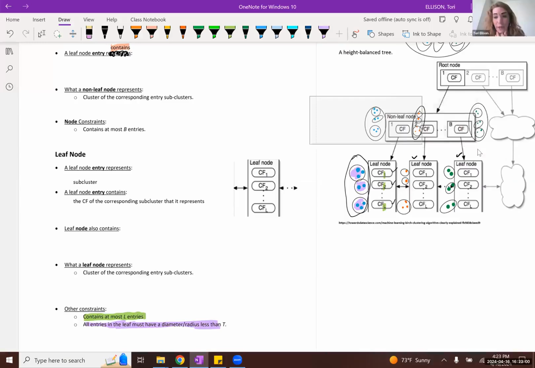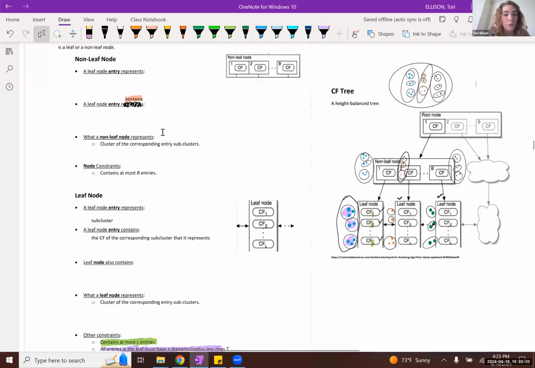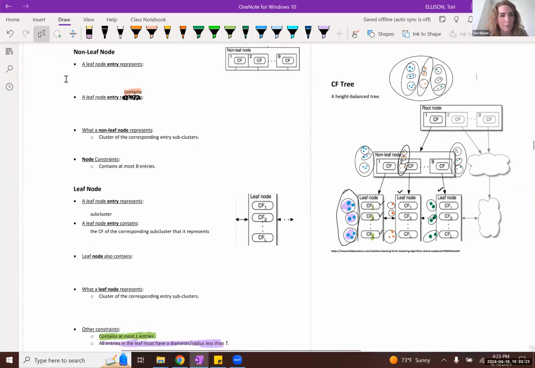So we have these non-leaf nodes, in which the entries for the parent node actually correspond to the leaf nodes of the child. What that means is a non-leaf node entry represents a cluster of the subclusters represented in the child node that it corresponds to.